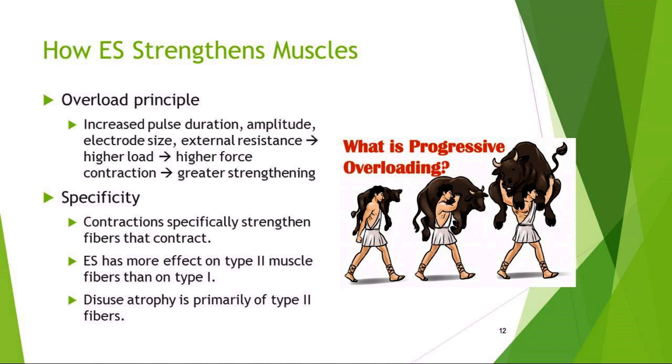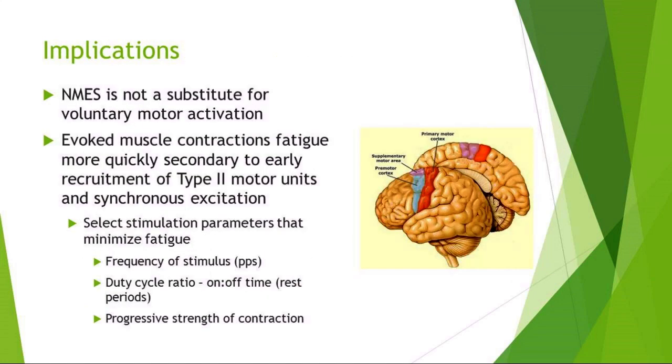So electrical stim has more of an effect on type 2 muscle fibers than type 1. And disuse atrophy is primarily of type 2 fibers. So that's why electrical stim can be used in disuse atrophy, because we're strengthening those type 2 muscle fibers. The implications of all of that are that neuromuscular electrical stim is not a substitute for voluntary motor activation.